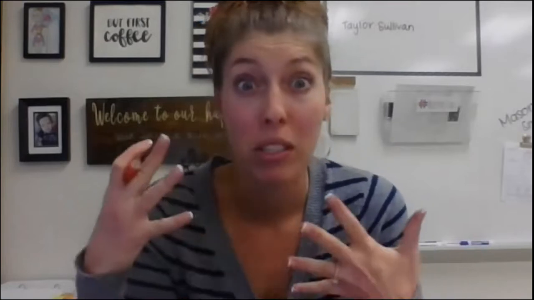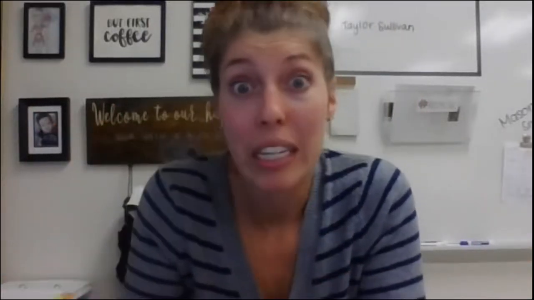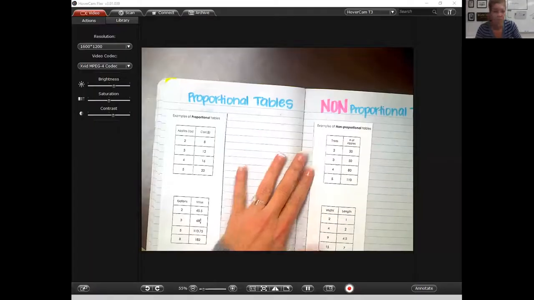There's going to be tables, equations, graphs. How does an equation look like as a table? What does it look like as a graph? How do we go back and forth between all of these things? So this is the first glimpse, I guess, of a proportional table. So we really approach it the same way as we do a situation.